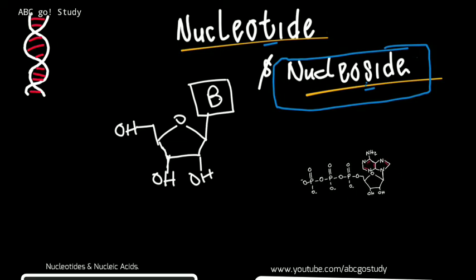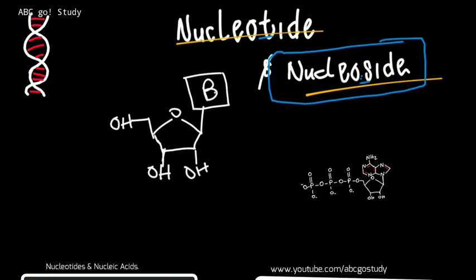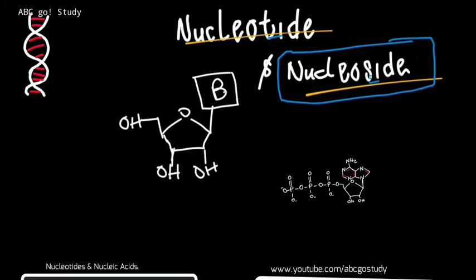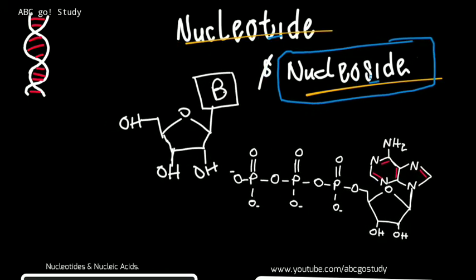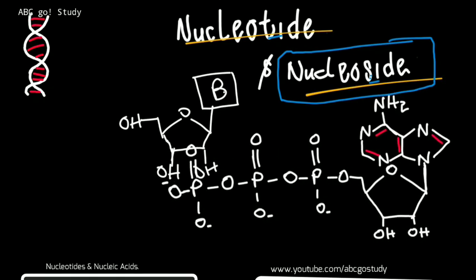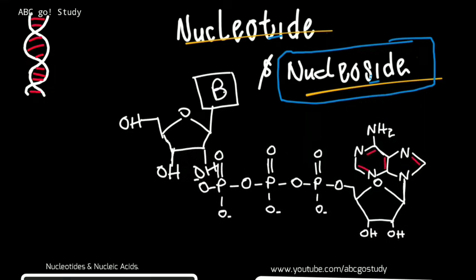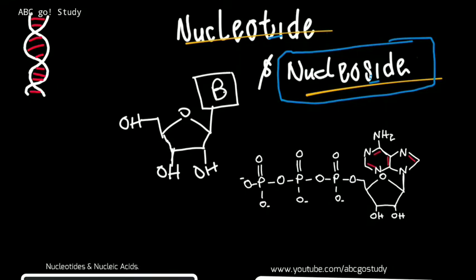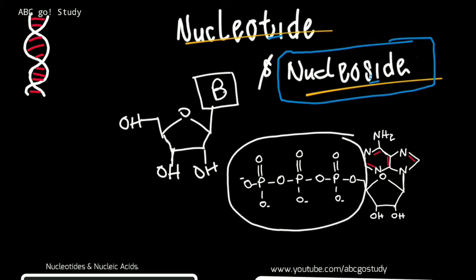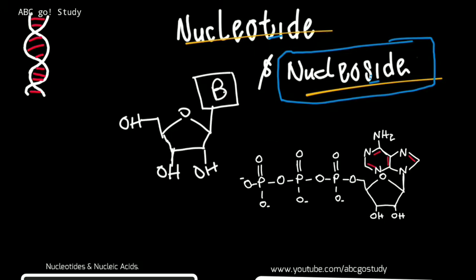Just for example, this very ATP you can see here is an example of what? Of a nucleotide, because it has phosphate. This very phosphate you can see here. But without that phosphate, it is called a nucleoside.